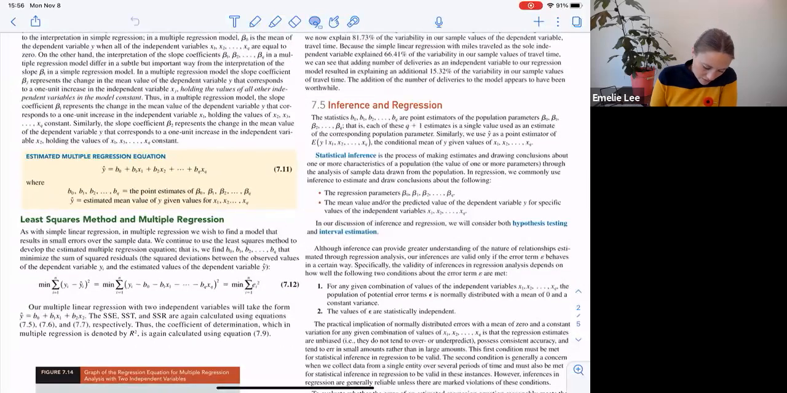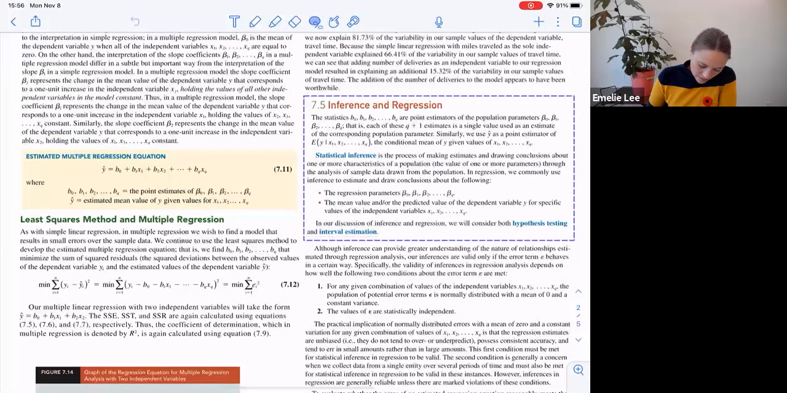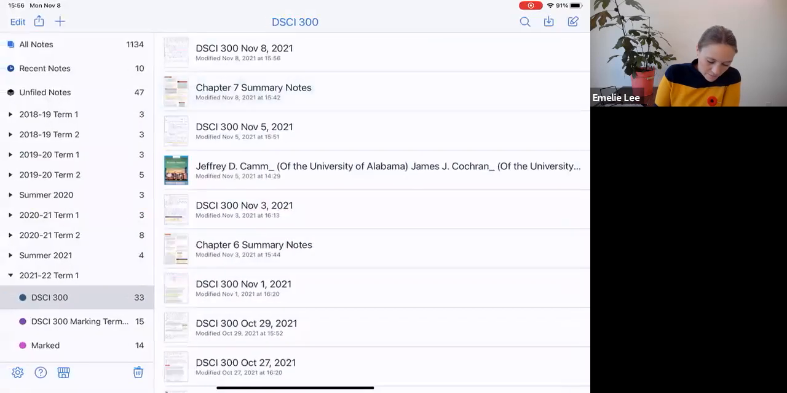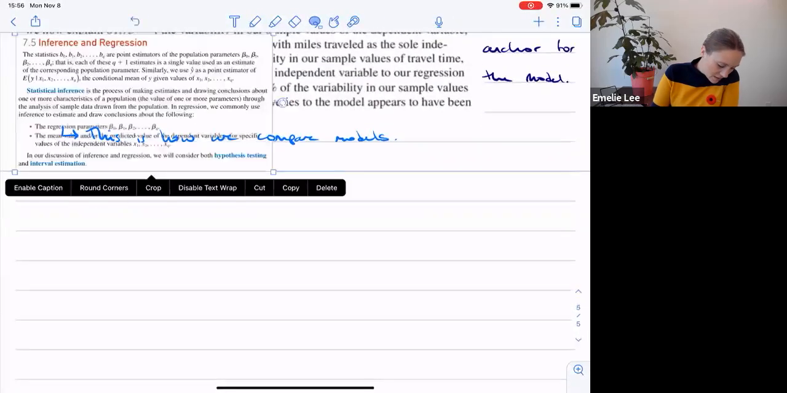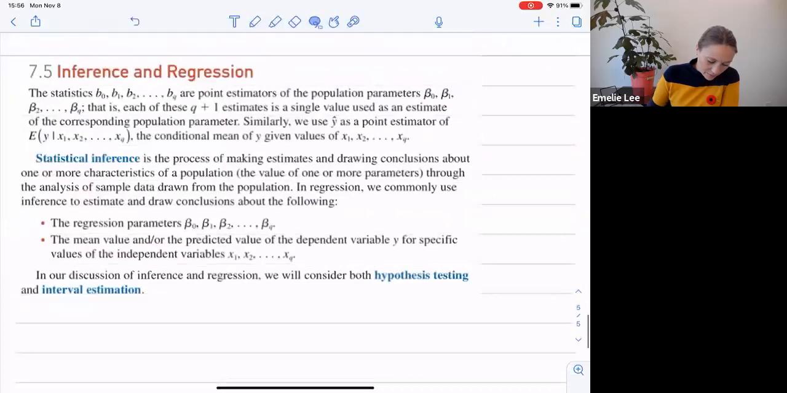So what we do is we can do inference for these slopes, or for these point estimates of the betas, beta naught, beta 1, beta 2, beta 3, and so on. We can do hypothesis tests, but we can also do confidence intervals. To do a hypothesis test, we need the point estimate, we need the standard error, and we need some null value.